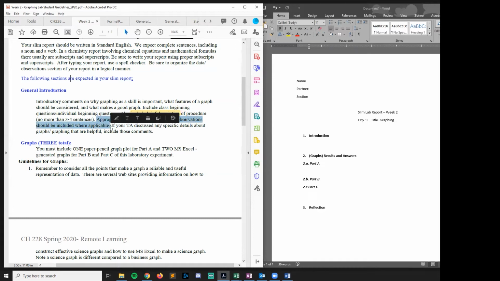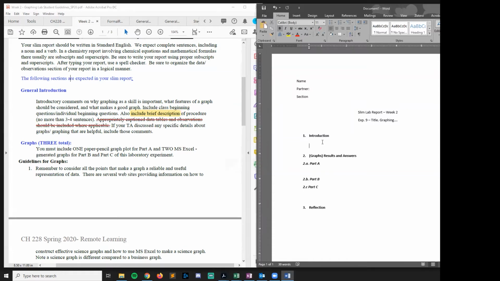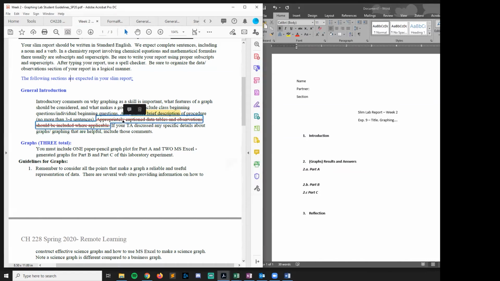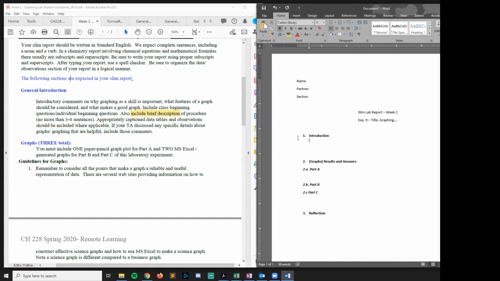Okay, appropriately captioned data tables and observations. No, this also does not belong in the introduction. If your TA discusses specific details about graphs that are helpful, include those comments. No, also, I don't want to see that. So I think I just read this whole thing and said no to it. So what's a good introduction if everything in here I just said no to? Maybe I'll just start by pointing out what I just said, right?